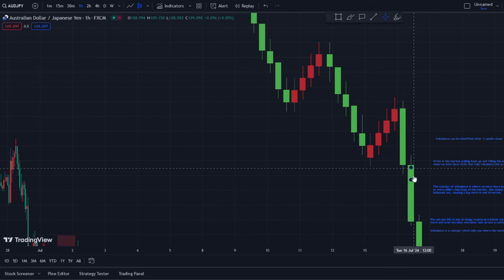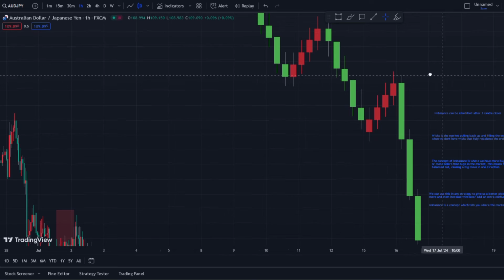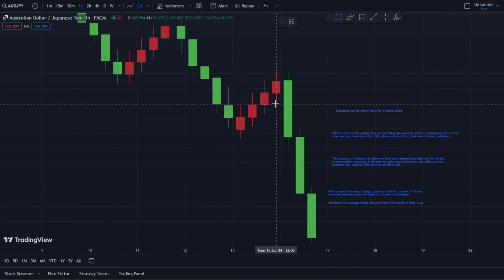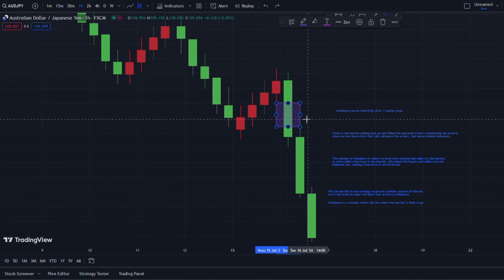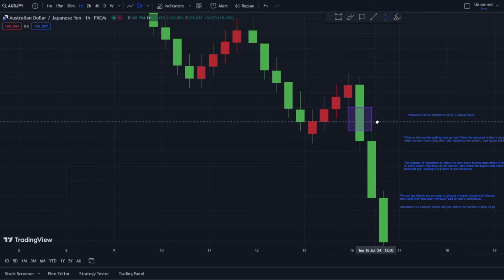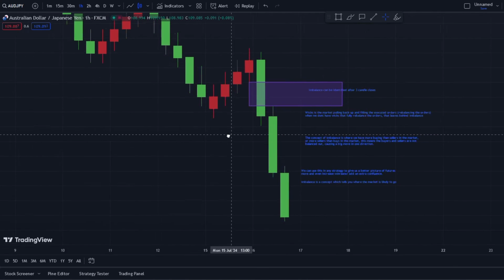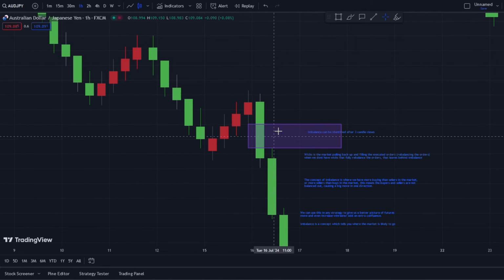Imagine the green candles are sell and the red candles are buy. We would look at the low of the previous candle and the high of the next candle in a sell situation. So this would be the imbalance zone. Oh, I can't drag it. There you go. That would be the imbalance zone. So it's the exact same, it's just the opposite way around.